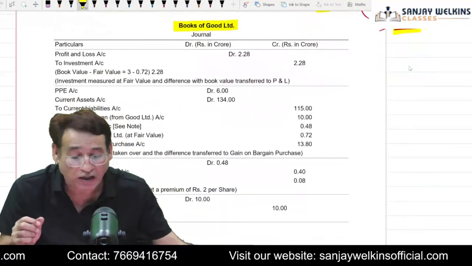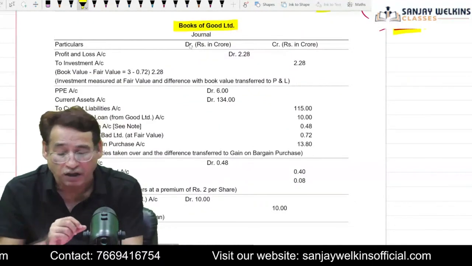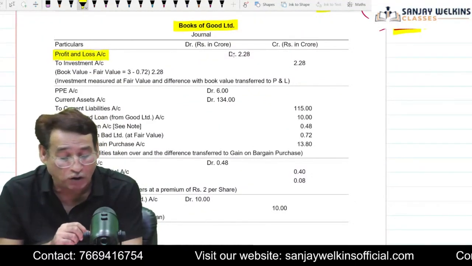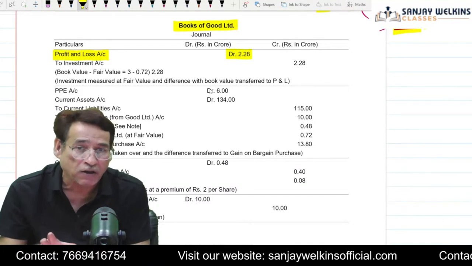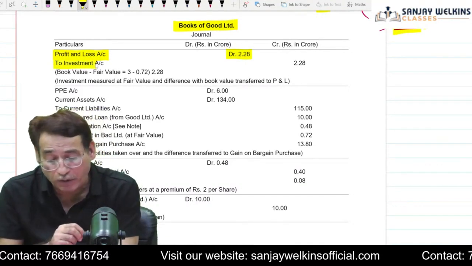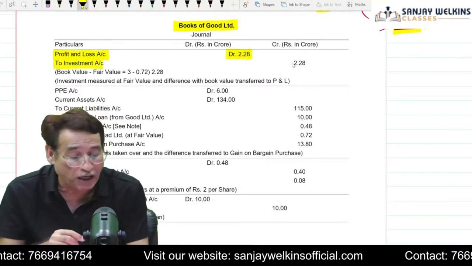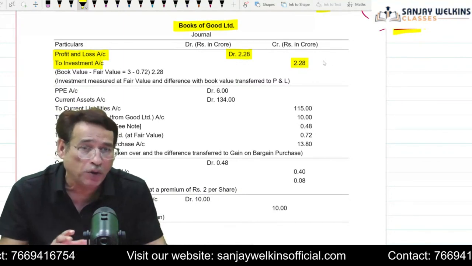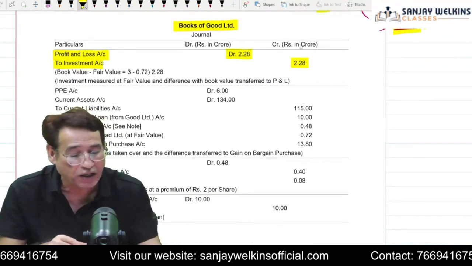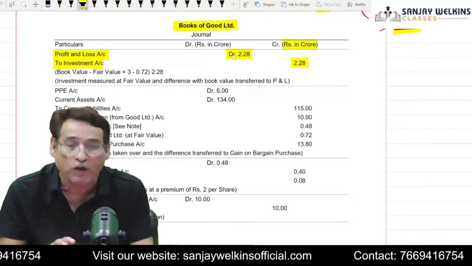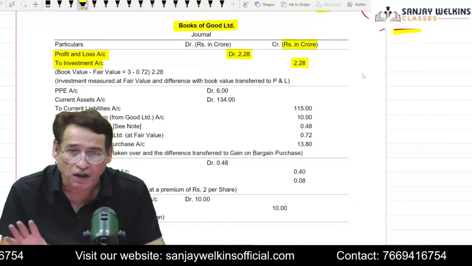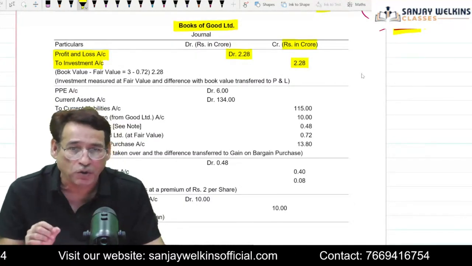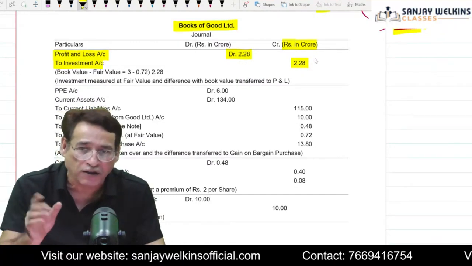So that is why in the books of the acquirer entity, my first entry will be profit and loss account debit. It's a loss, correct? So the loss will be debited to profit and loss account, and value has fallen by 2.28 or 228 lakhs. But I'm writing the figures in crore. That is why I have written here 2.28. Is it clear? This is the first thing which you need to do. I hope up to this particular point, things are clear to everyone.